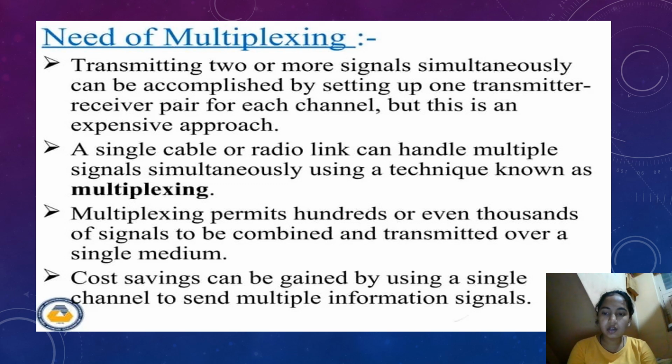Next, what is the need of multiplexing? Transmitting two or more signals simultaneously can be accomplished by setting up one transmitter-receiver pair for each channel, but this is an expensive approach. A single cable or radio link can handle multiple signals simultaneously using a technique known as multiplexing. Multiplexing permits hundreds or even thousands of signals to be combined and transmitted over a single medium. Cost saving can be gained by using a single channel to send multiple information signals.